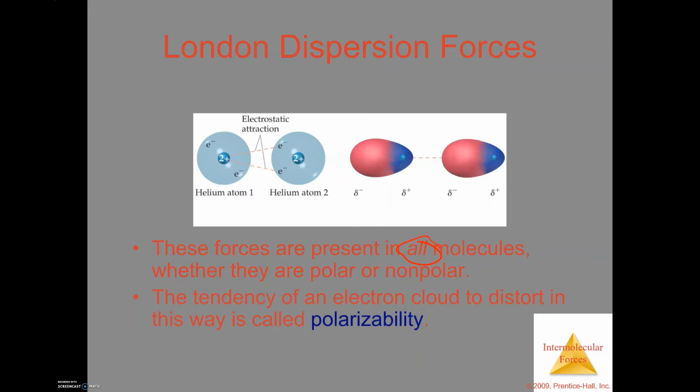The tendency of an electron cloud to distort in this way is called polarizability. Polarizability is just the ability for an atom to polarize. So think about a pillow. If you have a small flat pillow versus a large fluffy pillow, which one's going to have more movement, more ability to go in when your head hits it, or sink in, I should say? The bigger pillow. So the bigger pillow is going to be easier to polarize than your flat pillow. And that really goes back to the size and the number of electrons that are present in those atoms.